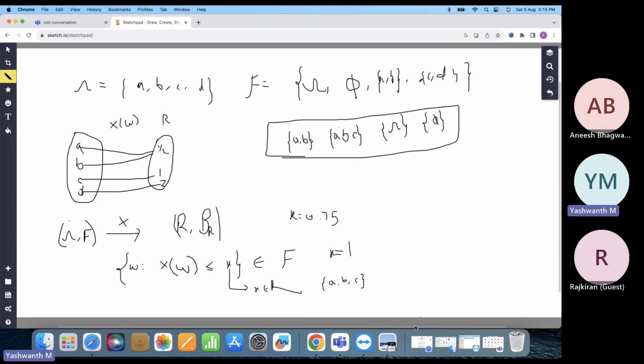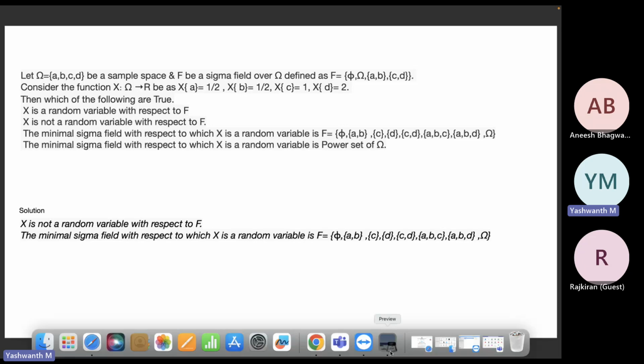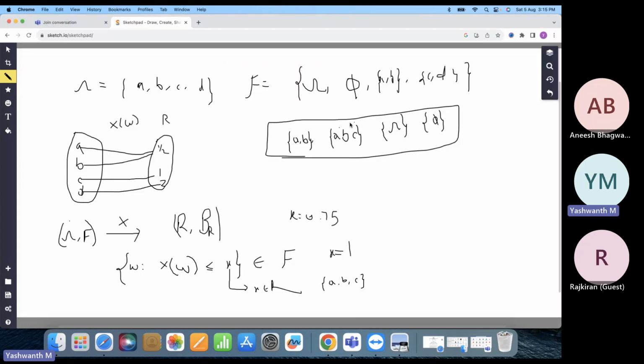So you have another follow-up question, which is the minimal sigma field with respect to which X is a random variable. Basically, you have to find a minimum sigma field which contains all these elements. So that is what I think they have given, and that's the answer.